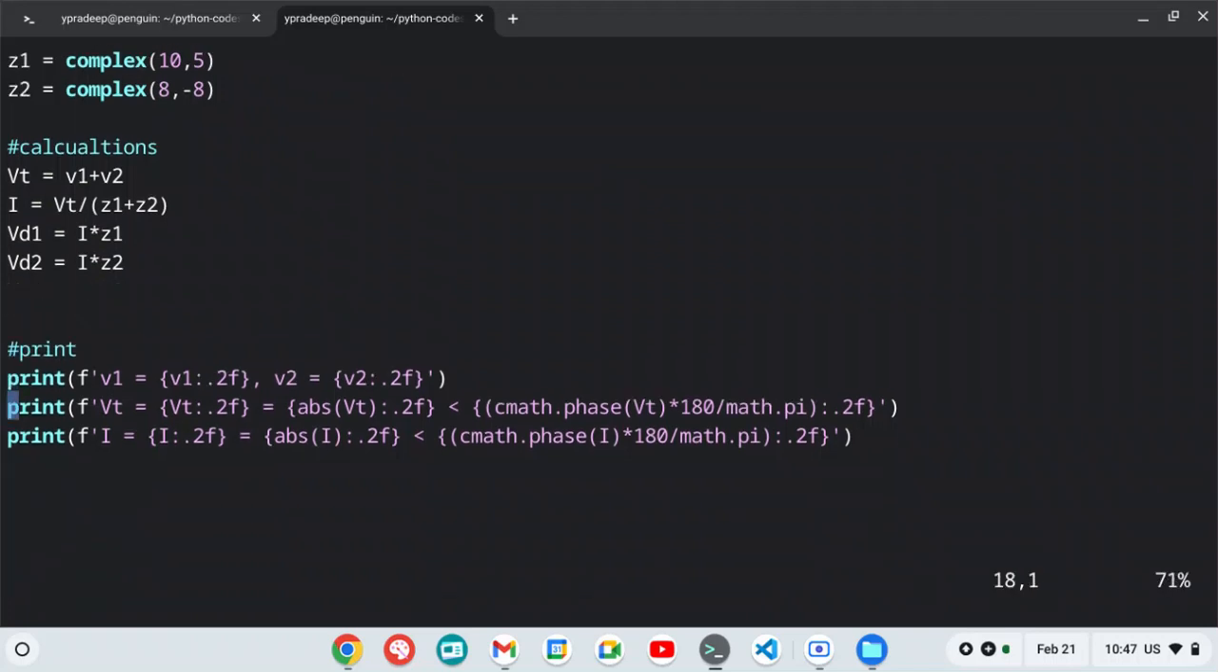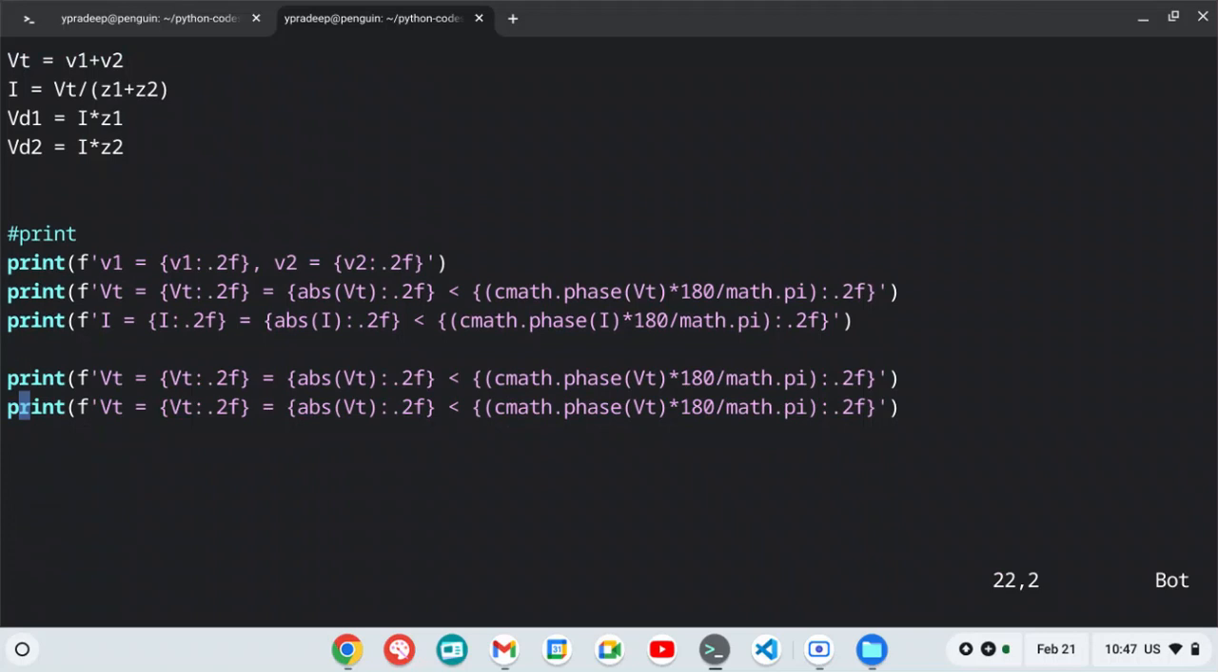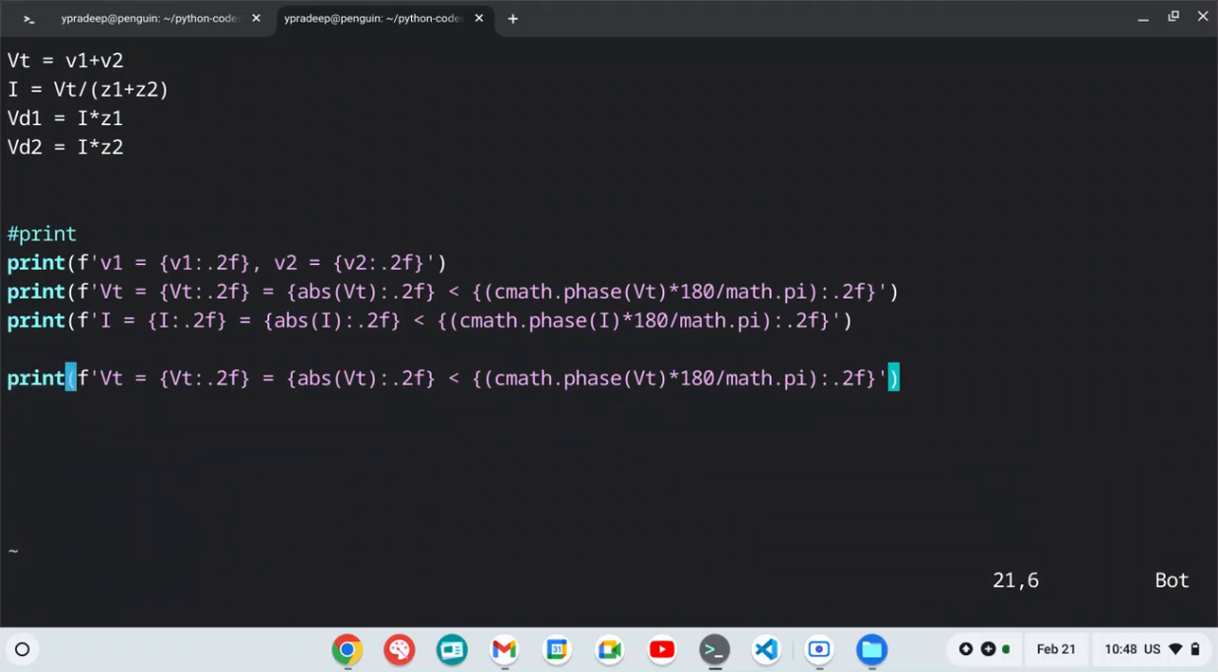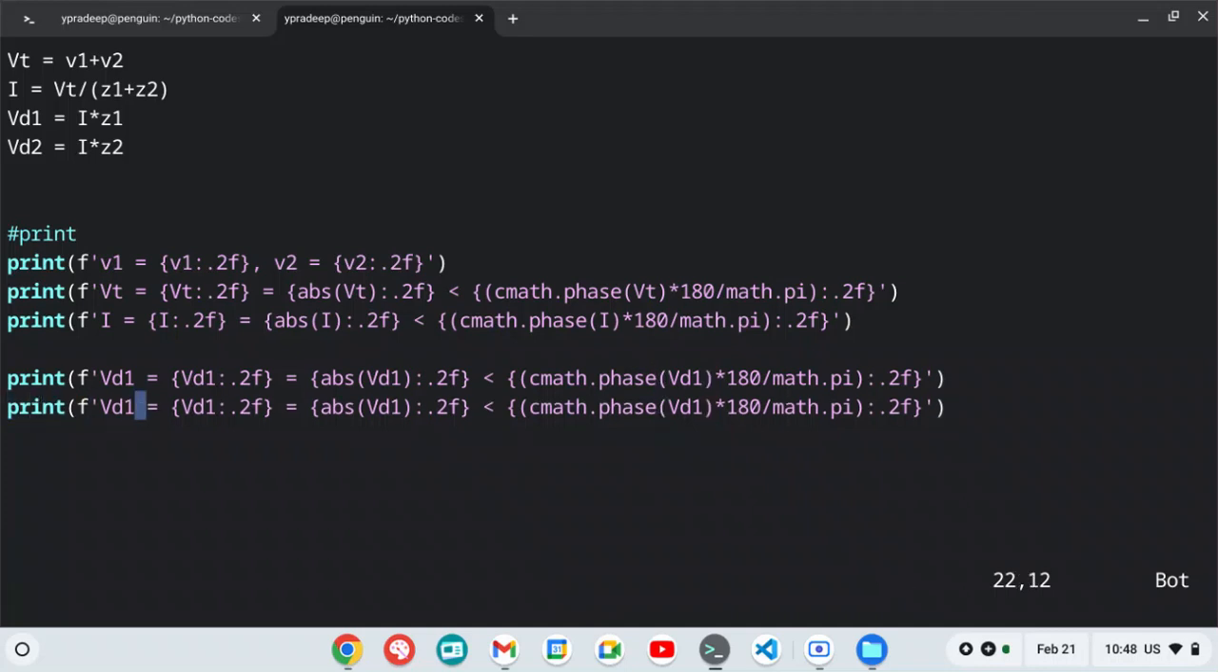So now I'll copy the second line and go to the last. So let's make it VD1. So first it will print in real and then polar. Okay. So here 2.